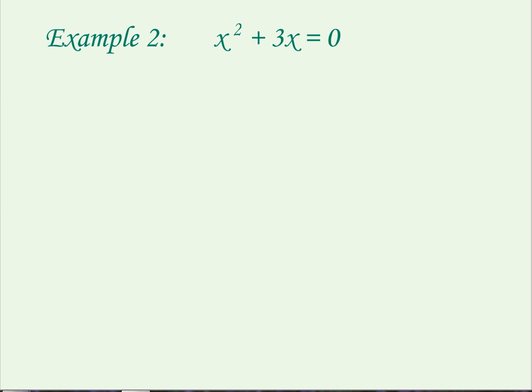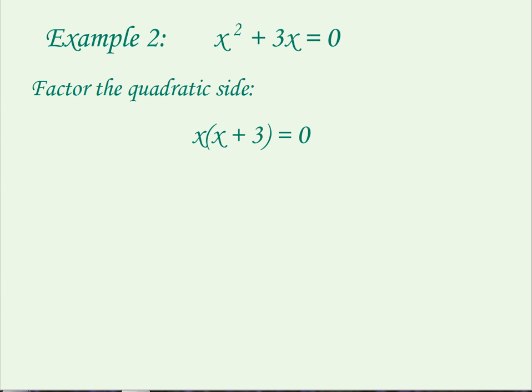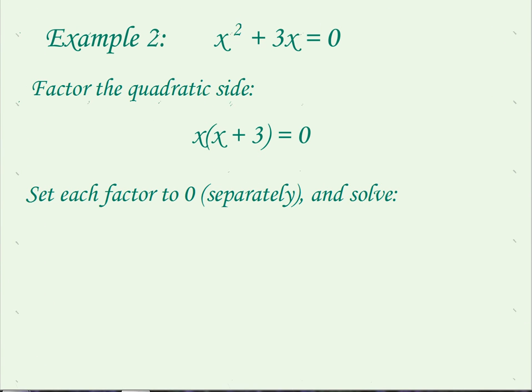Let's go through another example. So remember, when you're factoring, you need to look first of all for a difference of squares, which this is not. Then you need to look for a common factor. These do have an x in common, so I'm going to pull out the x. To factor the quadratic side, when I factor out an x, I'm left with an x plus 3 inside the parentheses. I have two separate factors here, an x and an x plus 3. So I'm going to set each factor to 0 and solve.